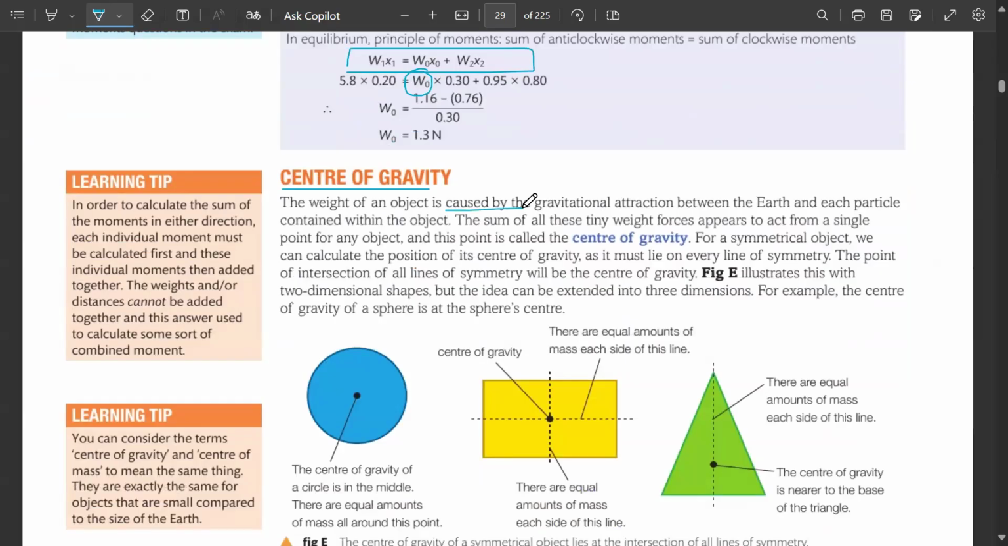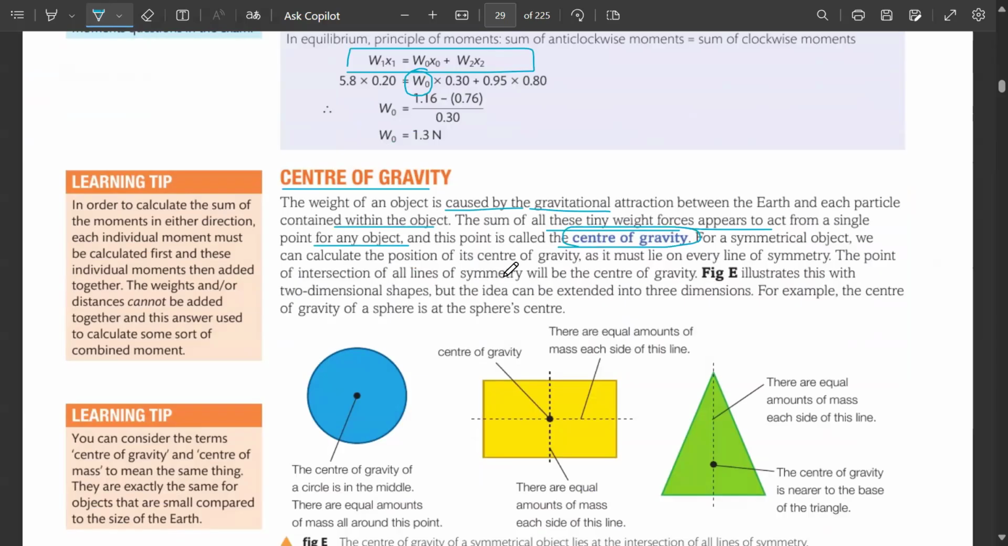The weight of an object is caused by the gravitational attraction between the Earth and each particle contained within the object. The sum of all these tiny weight forces appears to be acting from a single point for an object, and this point is known as the center of gravity.